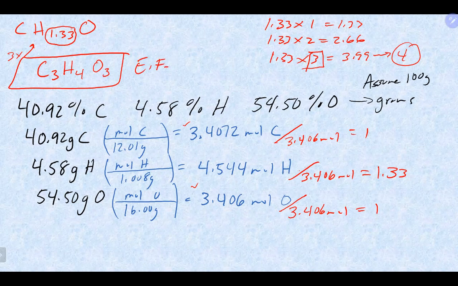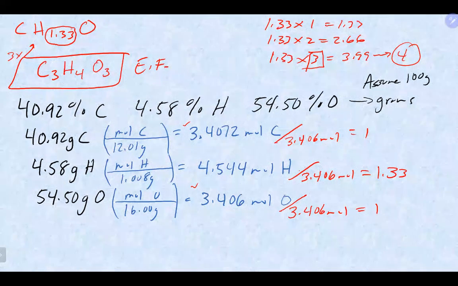So once again, convert to grams, grams to moles, divide by the smallest. And then if you hit whole numbers, you're done. If you don't hit whole numbers, then you've got to find a factor to fix it with. Any questions on that there? Okay. So I think I'm going to stop there right now.